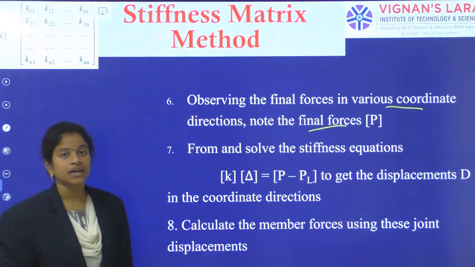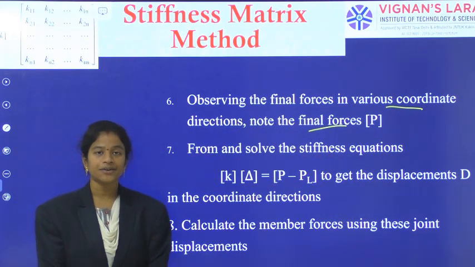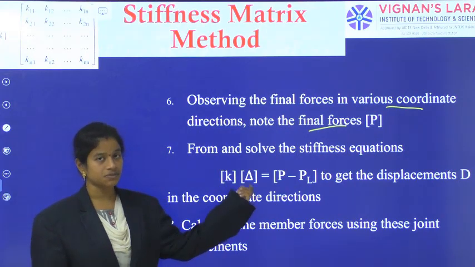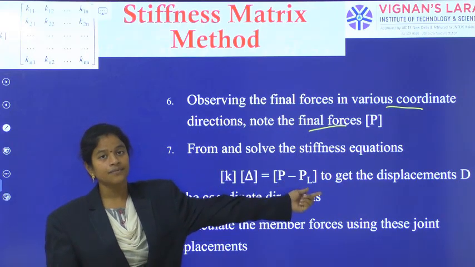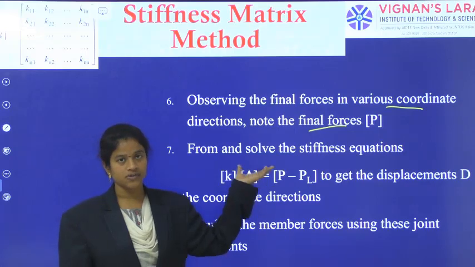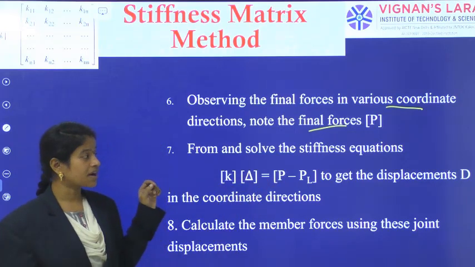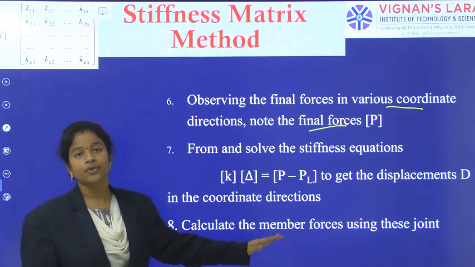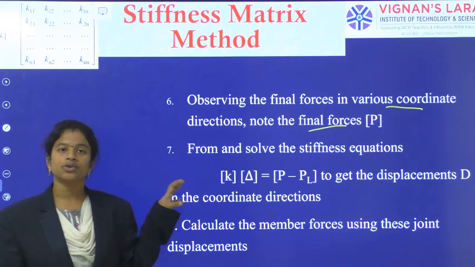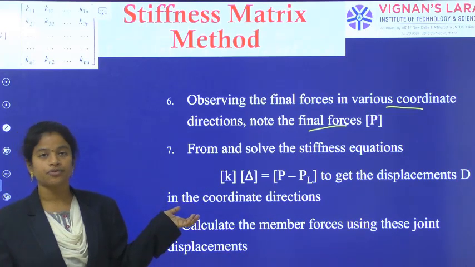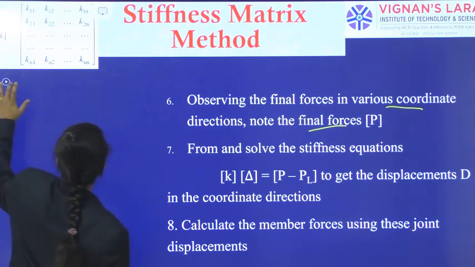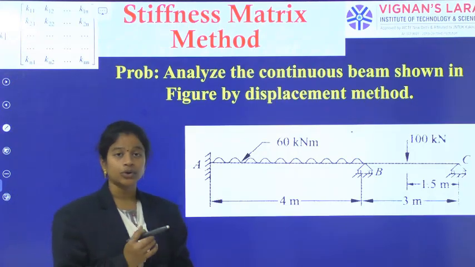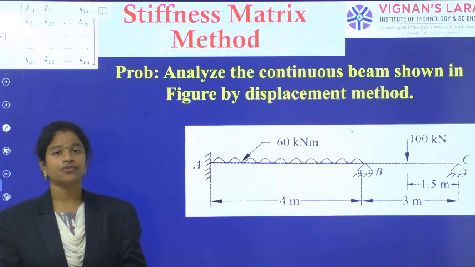The forces at the various coordinate directions are the final forces P, and we use the formula K into delta is equal to P minus PL, where K is the stiffness matrix, delta is the displacement vector, and PL is the force vector due to the loads. Using all these, delta can be evaluated, and then we go into the member force calculation. Once you know the stiffness matrix, each individual member force can also be calculated. So I am going into a numerical which has a maximum of 2 unknowns only.